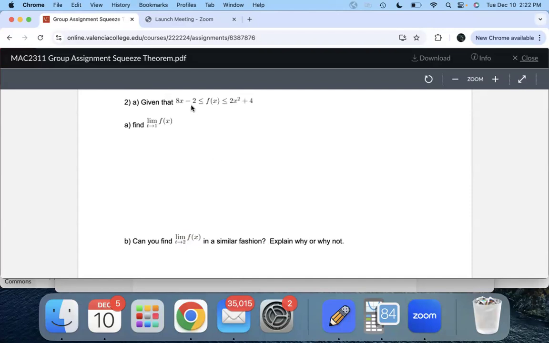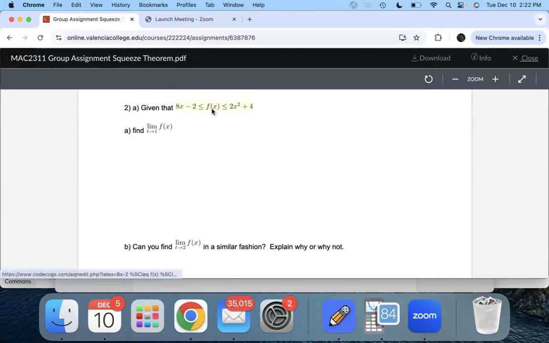I kind of gave you the answer here why you cannot use the squeeze theorem to calculate the limit as t approaches 2, or that should say x approaches 2. I'll fix this document. When you're looking at it, these will all say x's. x approaches 1, x approaches 2. You cannot use the squeeze theorem to find the limit as x approaches 2 of f of x.